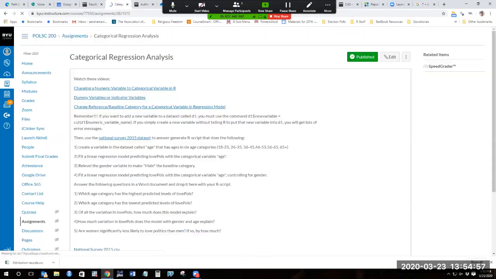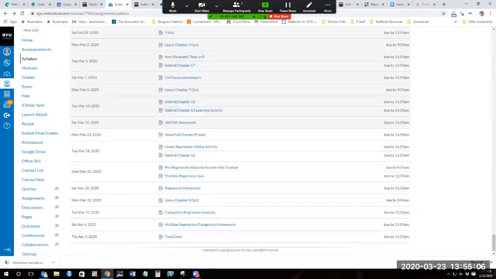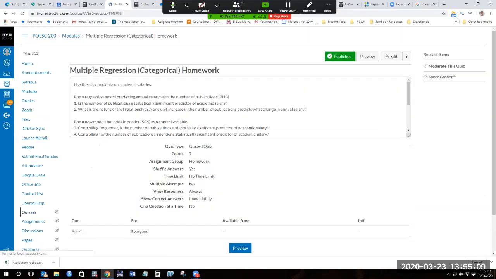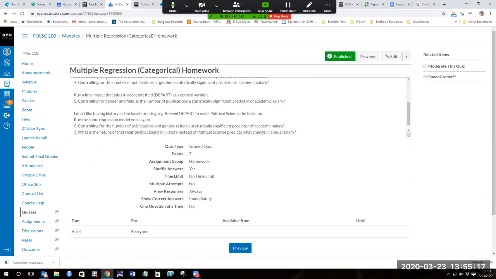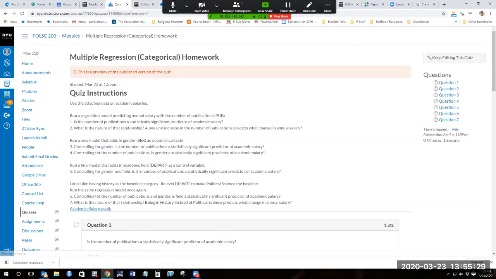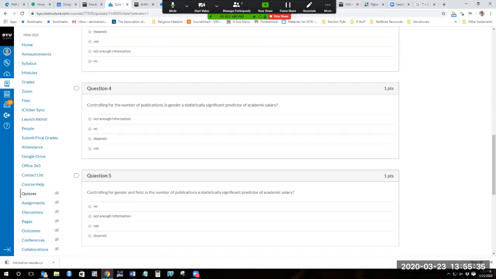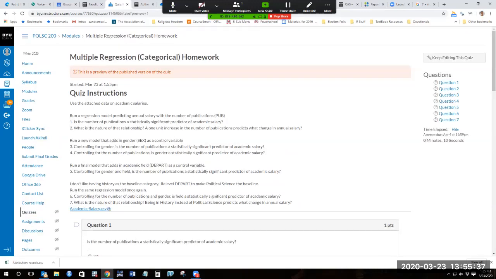On this homework, we're going to run a regression model predicting salary by number of publications. Then you're going to add in sex as a control variable. Then you're going to add in department as a control variable. And then you're going to re-level, just like I showed you how to do in class. If we look at the quiz questions, it's just a matter of interpreting the stuff that we talked about in class today.